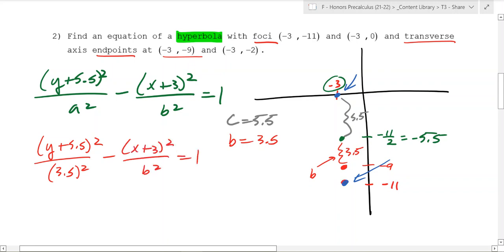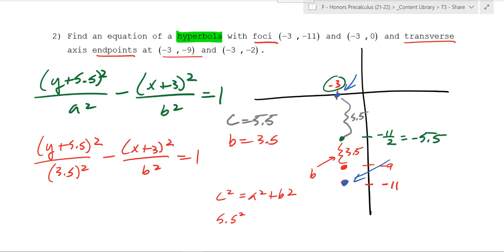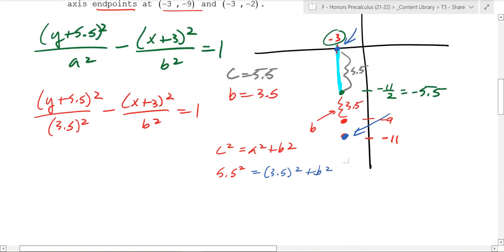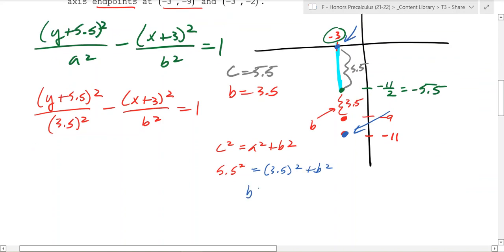Now we can use the c and a values to find b. We know that c squared is equal to a squared plus b squared in this case. So 5.5 squared, the distance from the center to the foci, equals a squared, which is 3.5 squared, plus b squared. You can use a calculator on this to find out that b squared is equal to 18. You can square it and then subtract, that's fine. So what that means is you end up with a final formula of this.